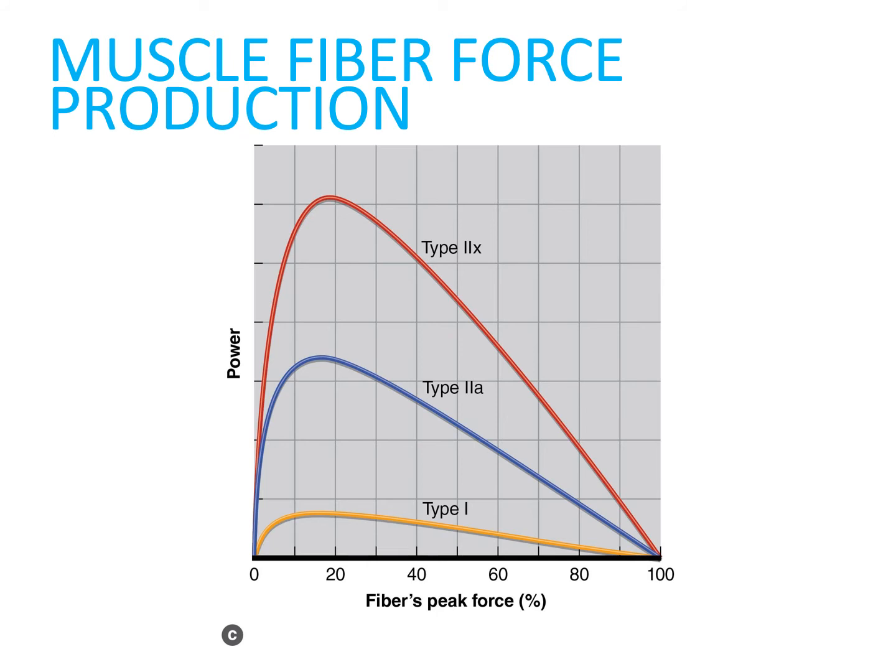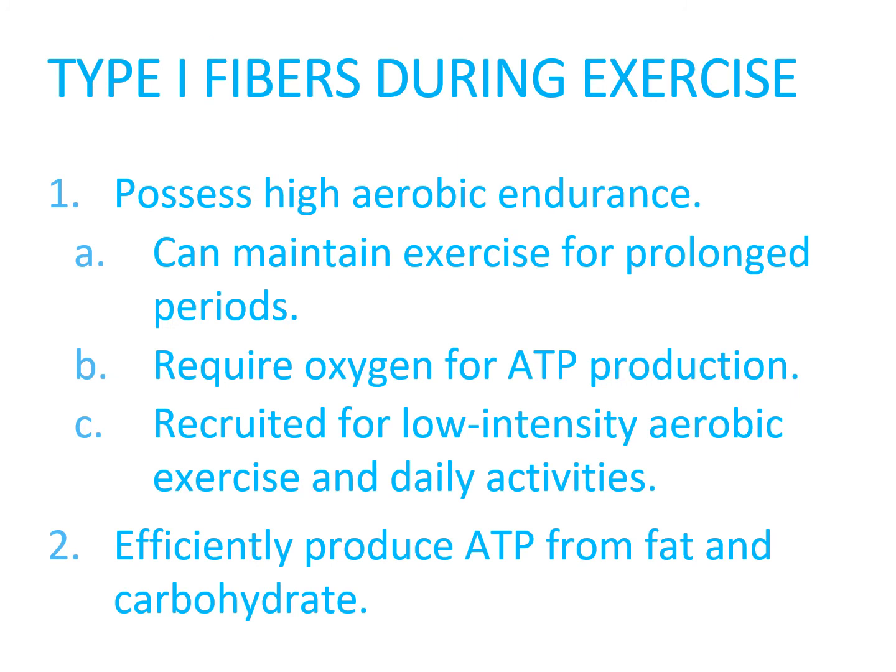Our type 1 muscle fibers will also be predominant in our endurance athletes, and our type 2 will be predominant in more of our power athletes. There are certain muscles in the body, though, that tend to be strictly type 1 or type 2. For example, our soleus, depending on who you're talking to, one of our calf muscles, tends to be type 1 exclusively in everybody. Looking more specifically at these fibers, let's look at type 1 fibers during exercise.